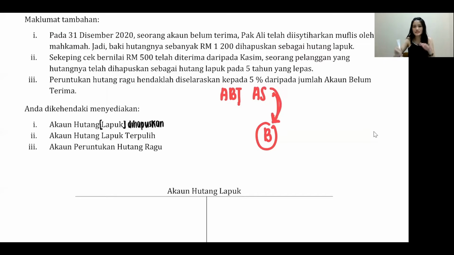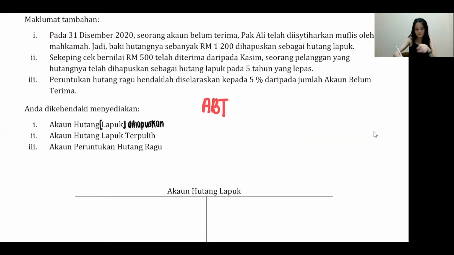So hutang lapuk, right, is fixed pair already. You will never do it otherwise. It will always be account belum terima alongside with hutang lapuk. Okay, so these 2 that we're going to do. For account belum terima, we will minus out from it. For hutang lapuk, we will increase into it.